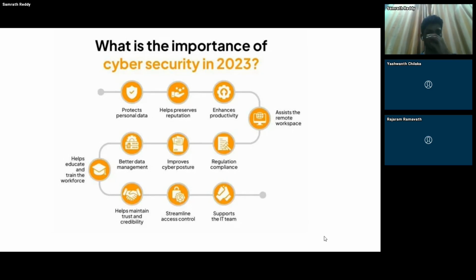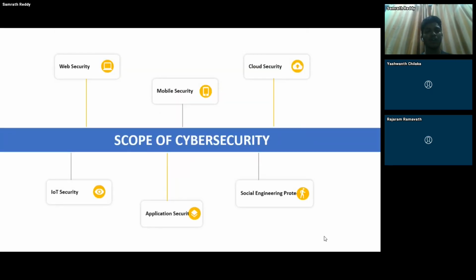Now we are going to deal with the scope of cybersecurity. You might have been thinking that cybersecurity is a different branch, but that's not true. It's actually the base of every application we use in day-to-day life.